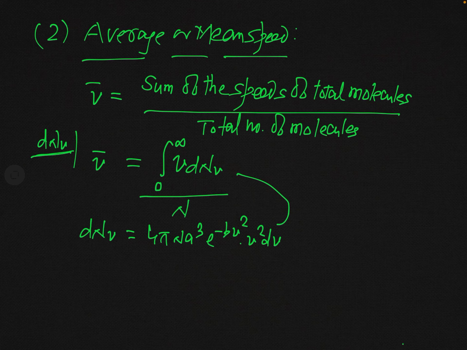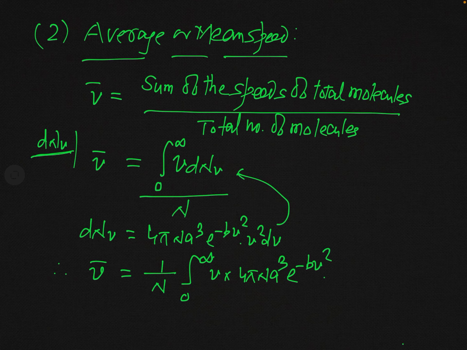So now let us substitute this value of d and v here, and therefore you can write that this v bar is equal to 1 over n integral 0 to infinity v times 4 pi n a cube times e raised to the power minus bv square times v square dv. Again, we will take this constant factor 4 pi n a cube outside of the integral, and when you do it, you can see the n in the numerator and n in the denominator will cancel out, and what will be your result? This will be simply 4 pi a cube times integral 0 to infinity.